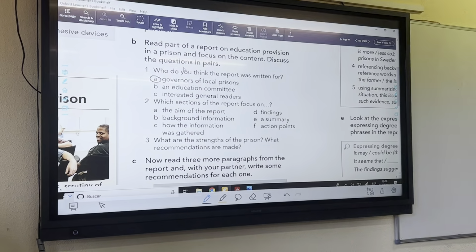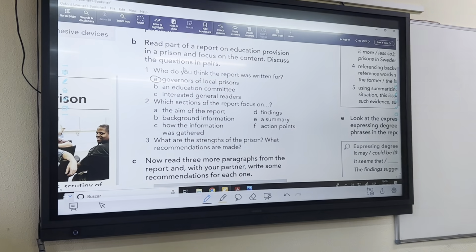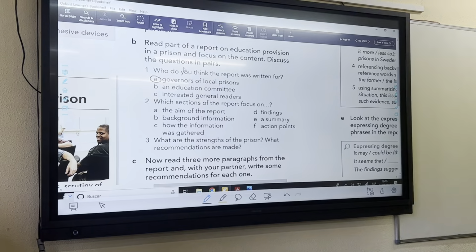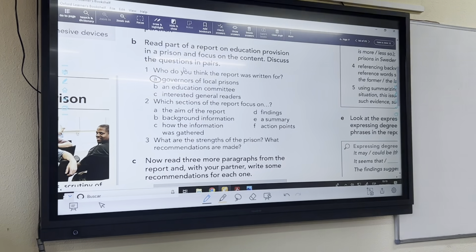So for example, if you write a report about the school, who is it for? For the general public or for the people in charge? The people in charge of the school who can make changes, okay? So the right answer is A. How about questions 2 and 3? Discuss with your partner.